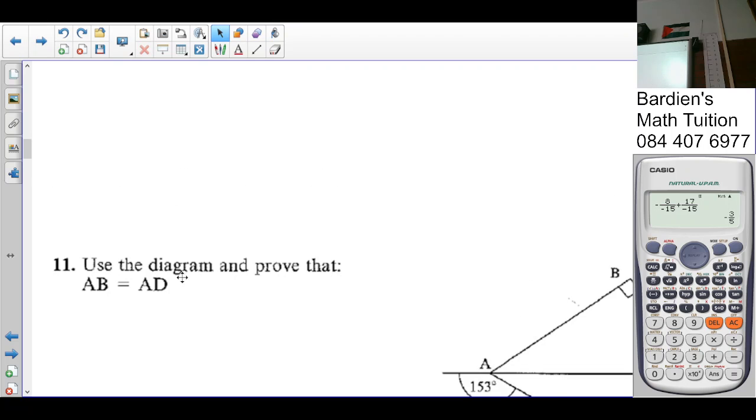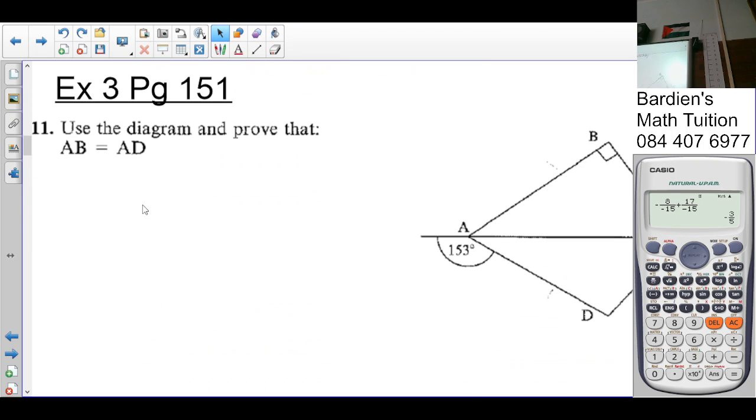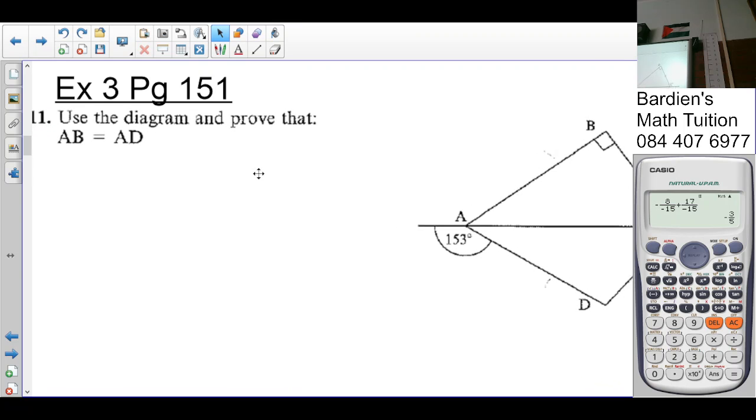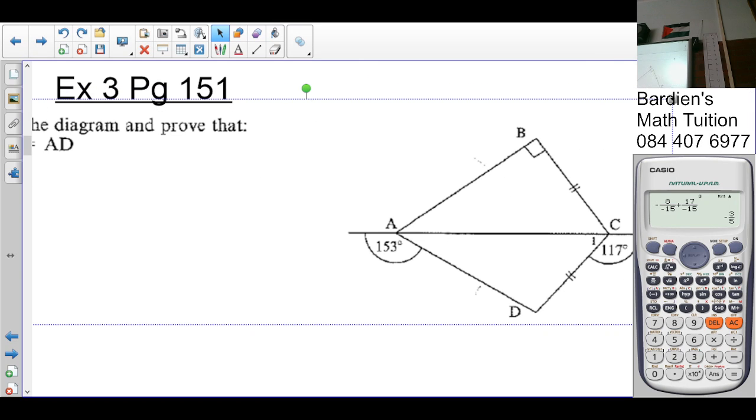Right. People, number 11. Number 11 says use the diagram to prove that AB is equal to, make this a bit smaller.